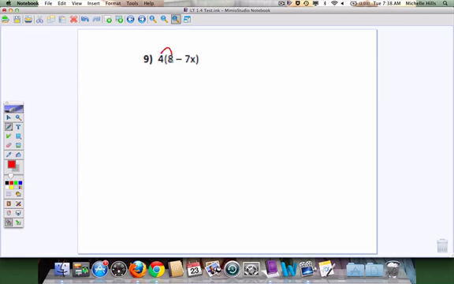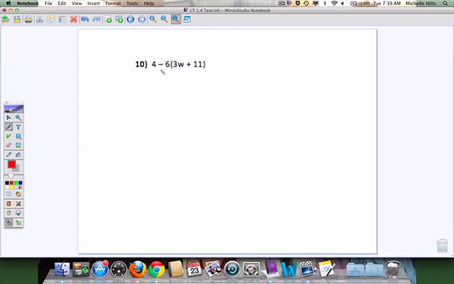Now, 4 times 8 is 32. 4 times a negative 7x is a negative 28x, so I write minus 28x. The distributive property is good on this one, but this is not written in standard form because the constant is first. So I need to rearrange this. I'm going to bring this minus out in front of the 28x as a negative 28x when I rewrite it. And since this is a positive 32, it becomes a plus 32 when I move it to the end of the problem.